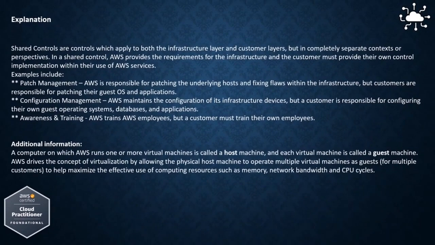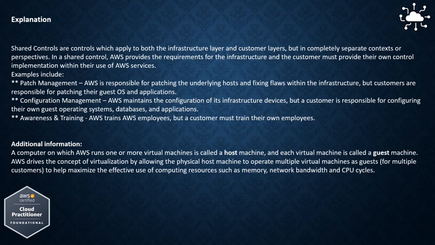Explanation. Shared controls are controls that apply to both the infrastructure layer and customer layers but in completely separate contexts or perspectives. In shared control, AWS provides the requirements for the infrastructure and the customer must provide their own control implementation within their use of AWS services. Examples include patch management. AWS is responsible for patching the underlying hosts and fixing flaws within the infrastructure, but customers are responsible for patching their guest OS and applications.